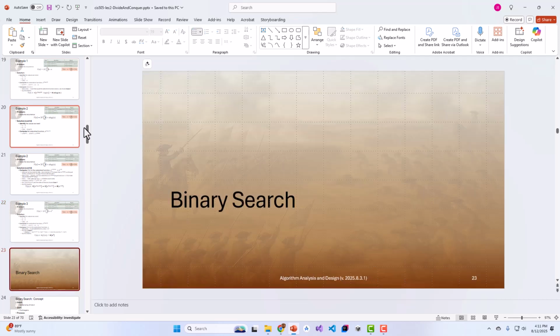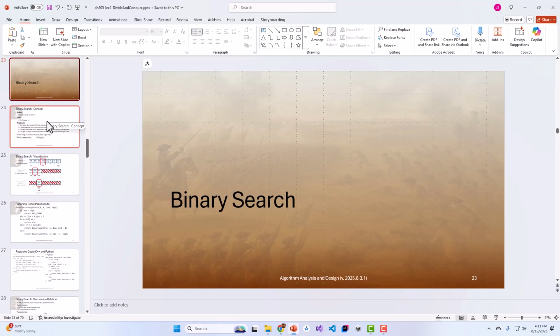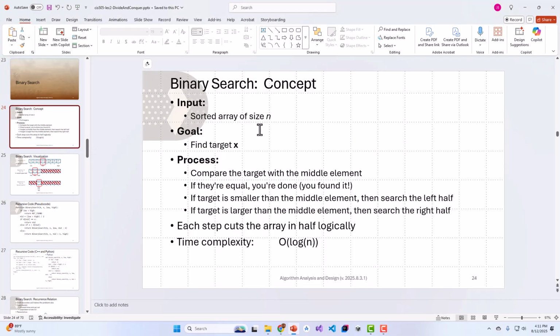Okay. All right, now let's do some specific divide and conquer algorithms. Binary search is our first one on the docket. So let's look at that. The concept is we have an input of a sorted array, so it has to be sorted in order for binary search to work. We know that. If we have a sorted array of size n, we want to find a target x.